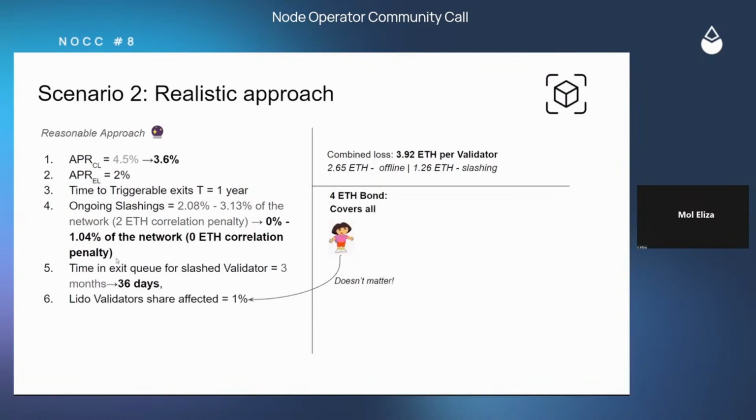A more realistic approach is using a more realistic amount of APR and a more realistic amount of ongoing slashing, which is basically capped at 1%, which is huge. We never faced it in history. And if ongoing slashing is less than 1%, the correlation penalty is 0 ETH. Adjusting a little bit the time in the exit queue for validators, in this situation the bond would cover all possible risks. And the assumption on the share affected basically doesn't matter, because whether it's 1%, 10%, or 20%, when the bond as a mechanism of risk transferring covers all the losses, there is no impact on the protocol.